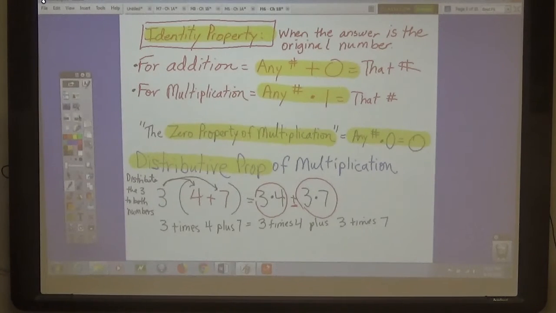Then there's also a zero property of multiplication. Any number times 0 is 0. Zero property of multiplication.